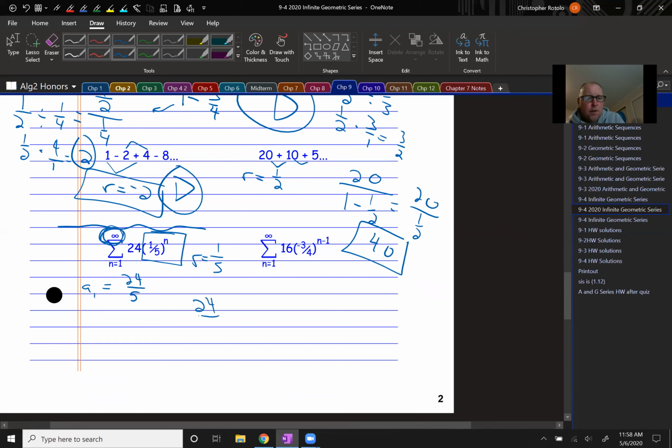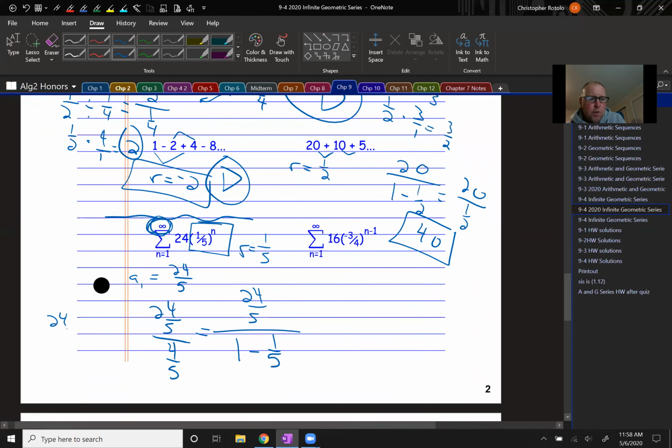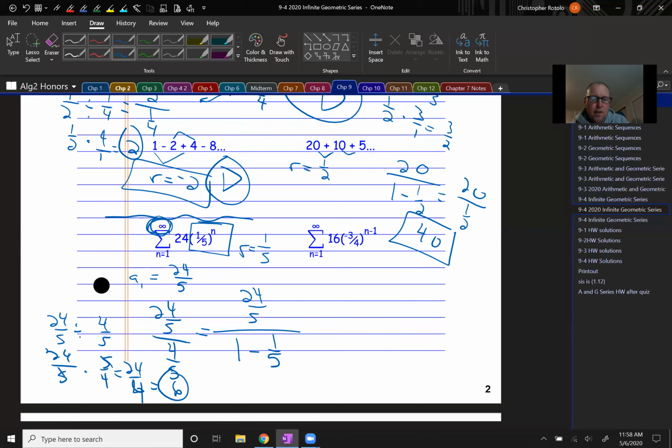So you get 24/5 over top of 1 minus 1/5. So we get 24/5 over top of 4/5. All right, and we'll do our calculations. 24/5 divided by 4/5, which means 24/5 times 5/4. So the 5's cancel. 24 over 4 reduces into 6. Okay, so that means if we take this sequence and we go the whole way, add them all up, the whole way out to infinity, if we could get there, it converges onto 6. That is the number that we get.